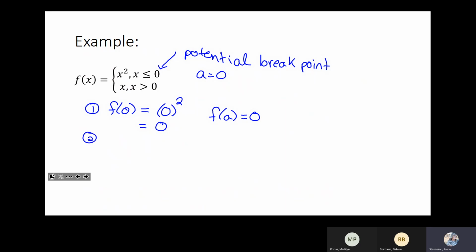Step 2, we have to see if the limit exists. Now, remember, my breakpoint is a, and that is equal to the value I want to approach. So my limit as x approaches 0 from the left is going to be x squared. I plug in my 0 squared and I get 0. So the left-hand limit of this function as x approaches a is 0. I do the same thing for the right side, which is x, which is also 0.